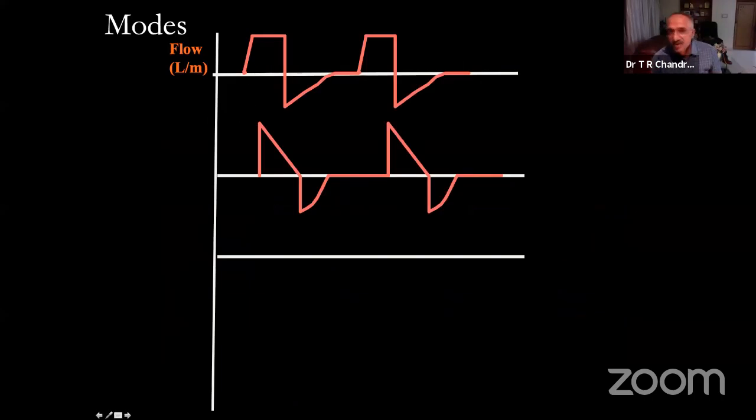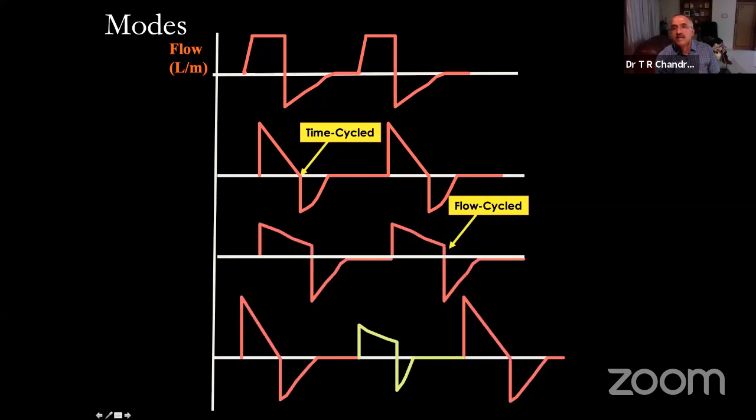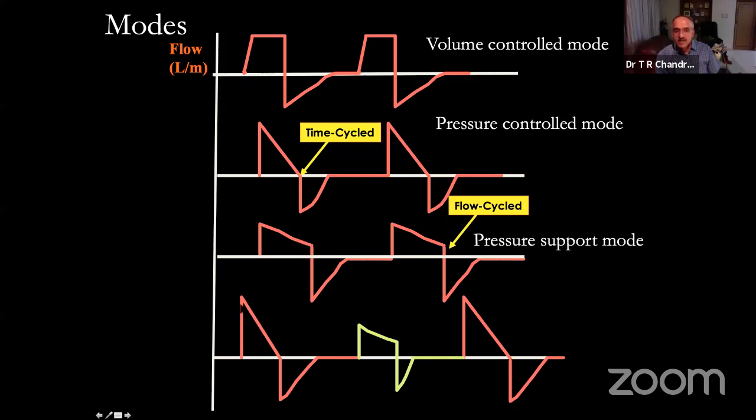So what is this mode? Just another example for looking at the modes. This is a square wave, so it has to be volume controlled, decelerating, touching the baseline, time cycled. So it has to be pressure controlled, happening much above, flow cycling. So it has to be pressure support. See, there is a pressure controlled and a pressure support mode side by side. So when there are two modes in a 1 minute, it has to be obviously SIMV.